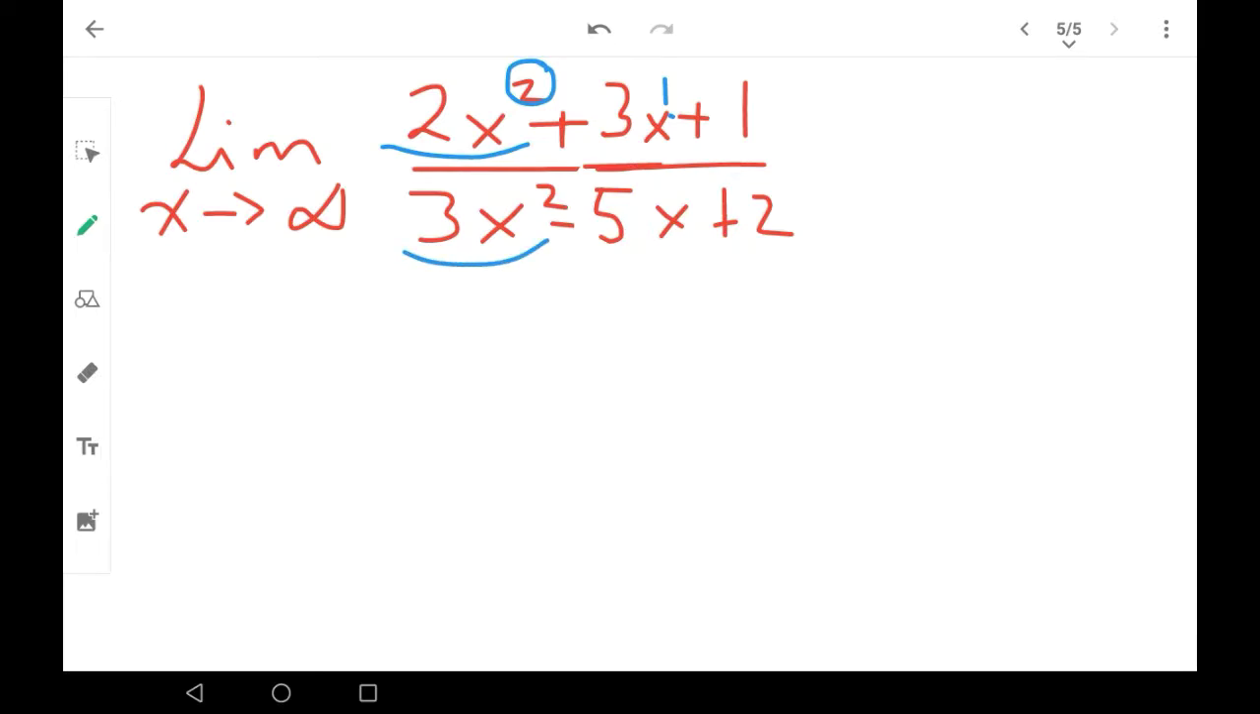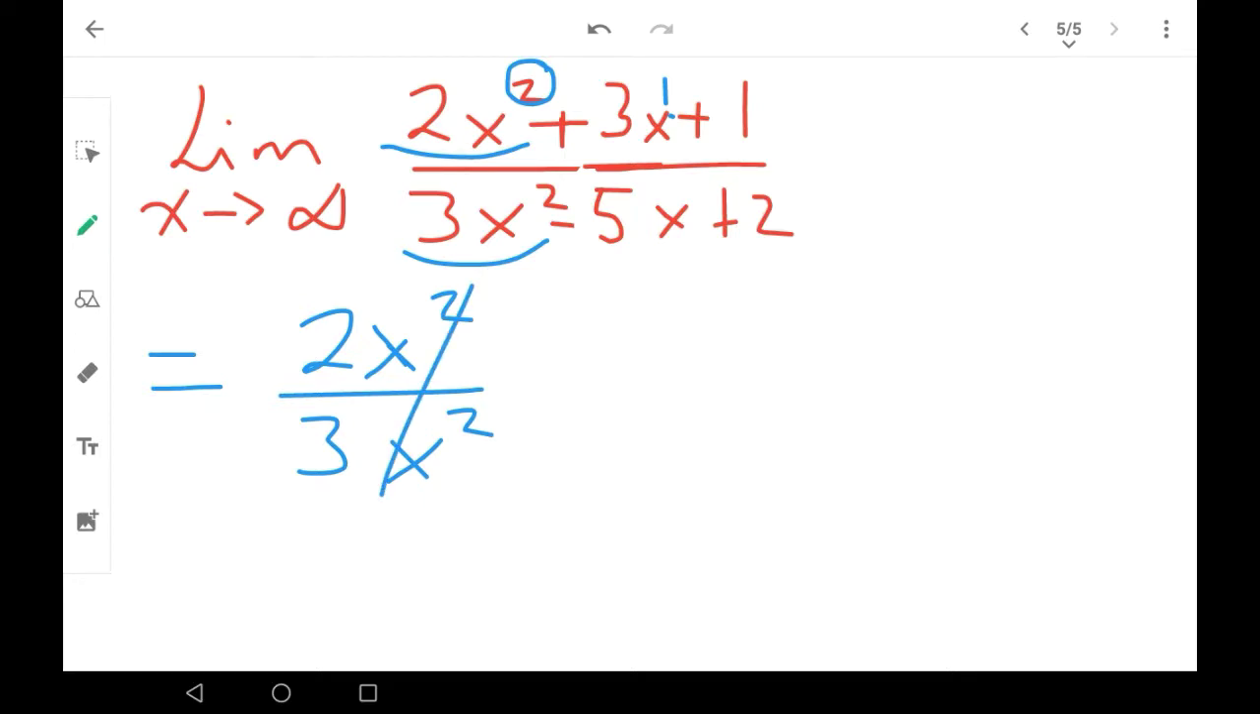So this expression I can reduce only to 2x squared divided by 3x squared, and then I can cancel these two x's. The rule says that the limit will be the coefficients of those two greatest x that I have. The coefficients of these two are 2 on top and 3 on the bottom. So the limit here should be 2/3, guys. I hope this video will help you with the practice.